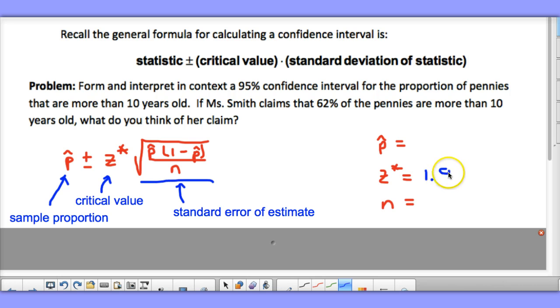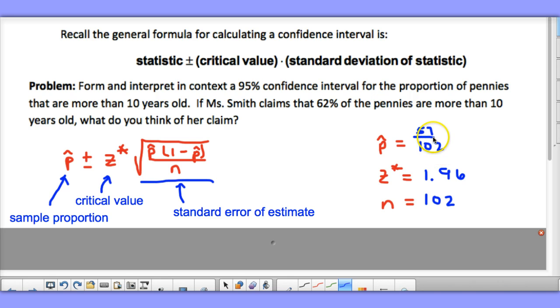Our sample size N was 102. That was the 57 plus 45. And our p hat value is the proportion of pennies that are more than 10 years old in the sample, and that would be 57 out of 102.